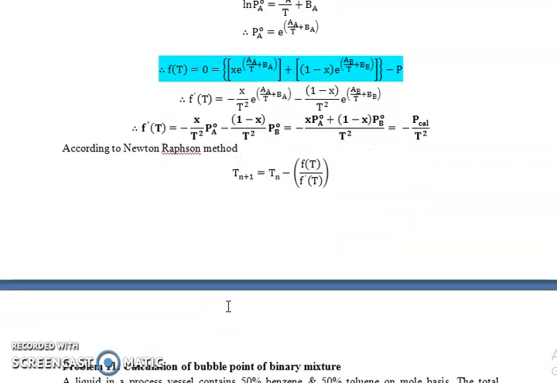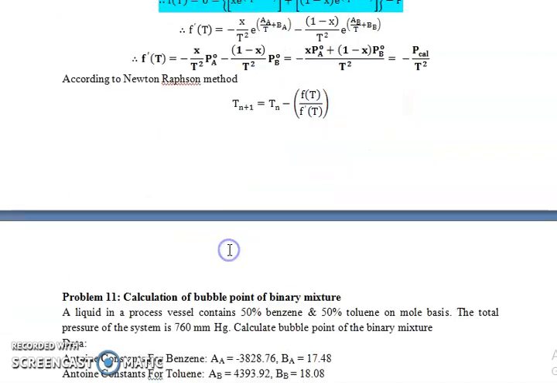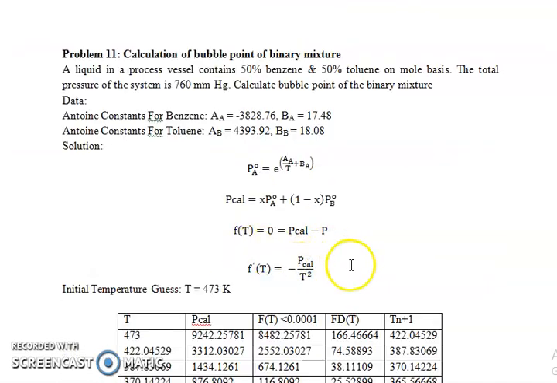Using this Newton-Raphson method, we can solve this equation in the format of Tn+1 and Tn values. For the Tn value, we have to assume an initial value, and from the initial value the next level value will be calculated. This equation will be solved when f(T) becomes 0. Okay, so now let's move to the particular formula.